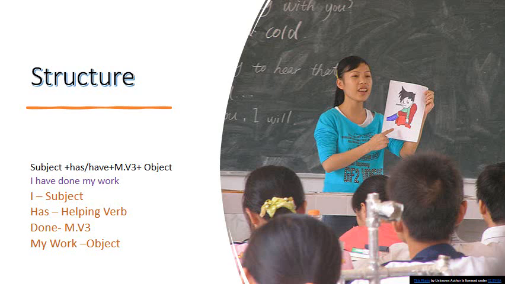Like here I have taken one example, I have done my work. So here I is subject. According to subject we have to take our verb. So with I always we take have in perfect tense. So I have, then third form of the verb will be done. After that as an object we will take my work. So the sentence will be I have done my work, and the sentence will be in perfect tense.